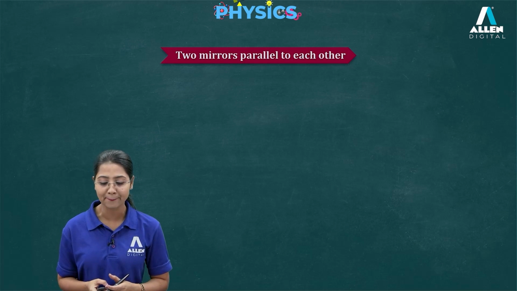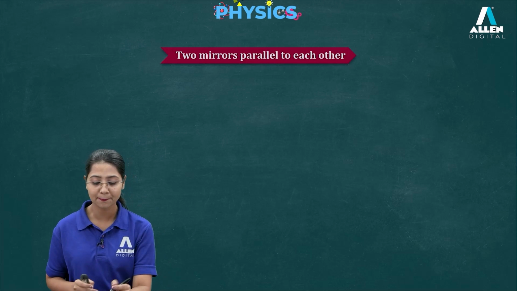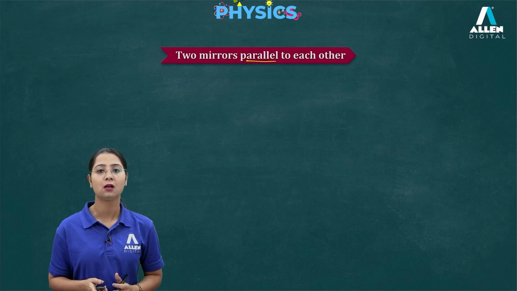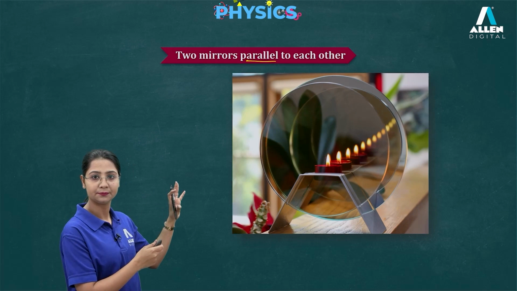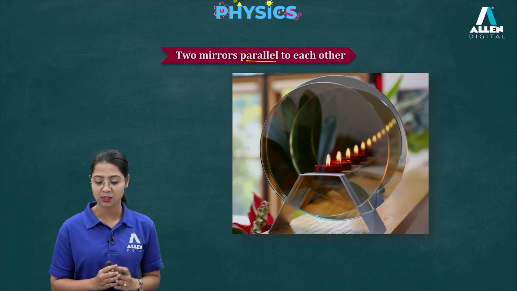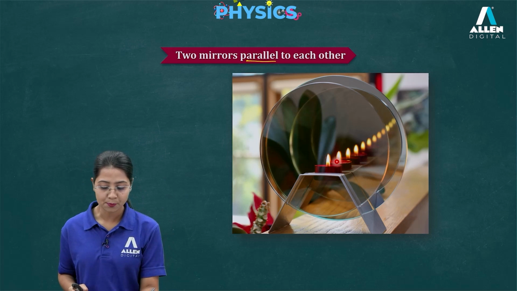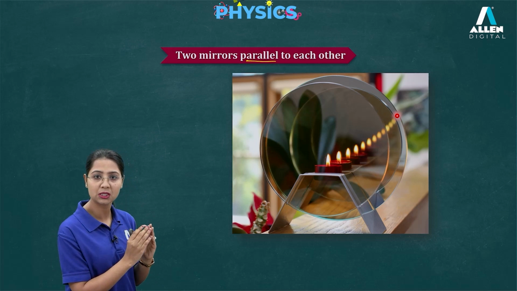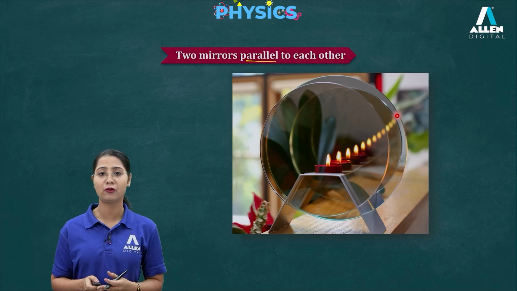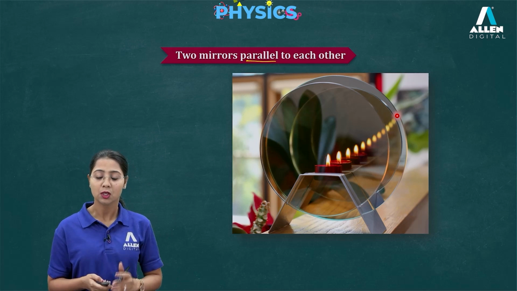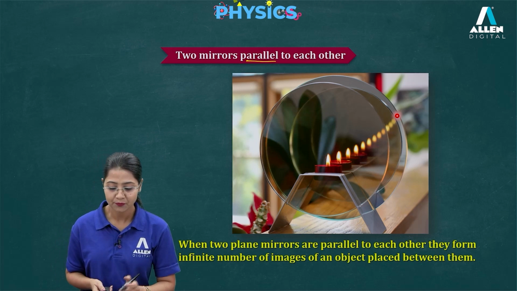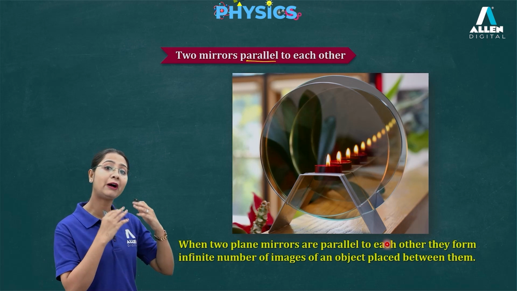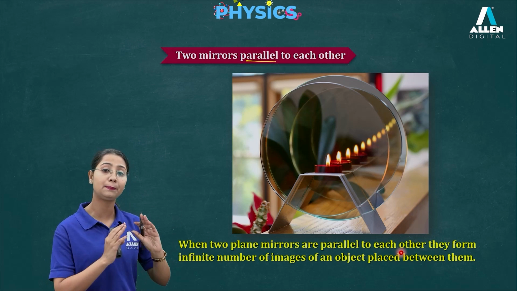Let's take one more example. If 2 plane mirrors are parallel to each other, just like here, 2 mirrors are placed parallel to each other. Just observe how many images are forming. There is a candle, which is the object. Infinite. So how is it forming? When 2 plane mirrors are parallel to each other, they form an infinite number of images of an object placed between them.